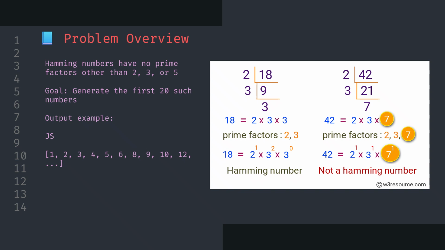So what exactly are Hamming numbers? They are positive integers whose only prime divisors are 2, 3, or 5. That means numbers like 7, 11, or 13 do not make the cut. They contain other prime factors. We want to generate the first 20 numbers that pass this filter, starting from 1. Let's check out the code that makes this happen.